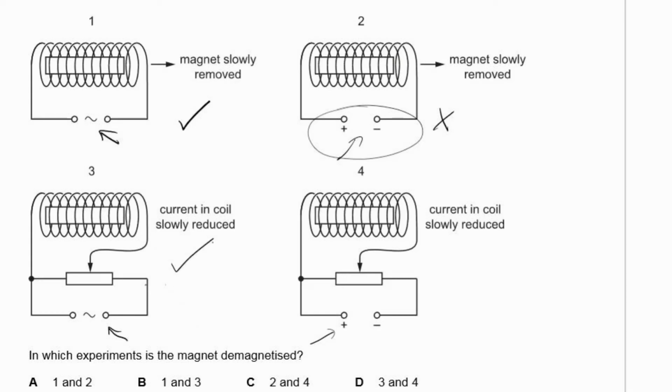3, yep, that would work. We've got this alternating magnetic field inside and slowly being reduced, same as section 1. And 4, we've got DC, so DC would not work for the same reason as 2. The magnetism isn't being changed at all, so it will just stay as good as it was, I guess. Which gives me 1 and 3. So it's demagnetized in 1 and 3, which is option B.